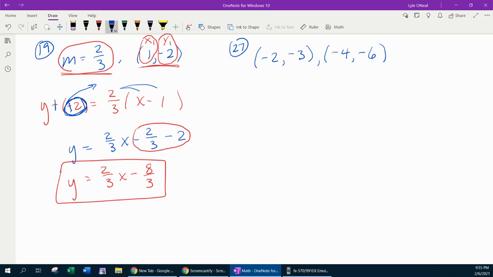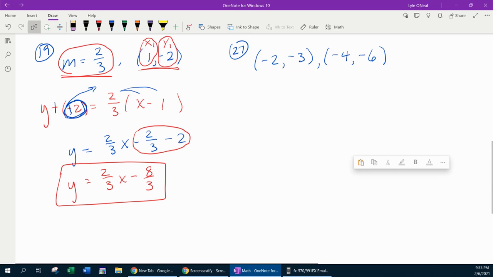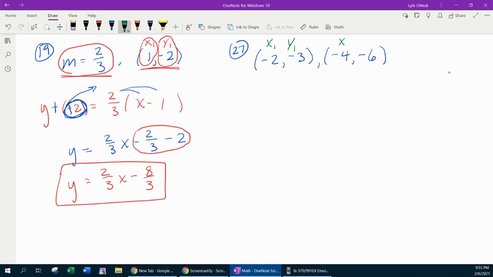For number 27, here they give us 2 points on a line, and they want us to find the equation of the line. So anytime that I start off with 2 points of a line, the first thing I need to find is the slope. So I'm going to label my points first: x1, y1, x2, y2. Label your points first, and then plug and play.